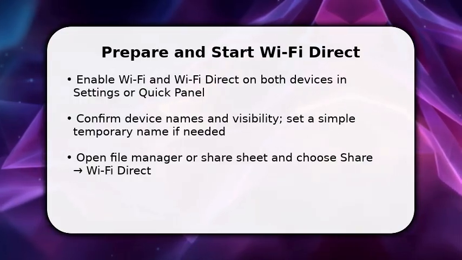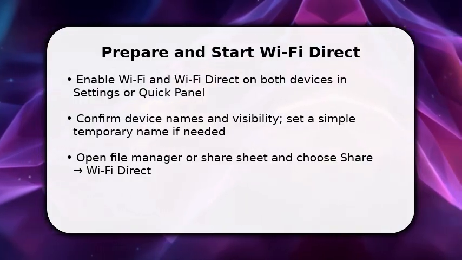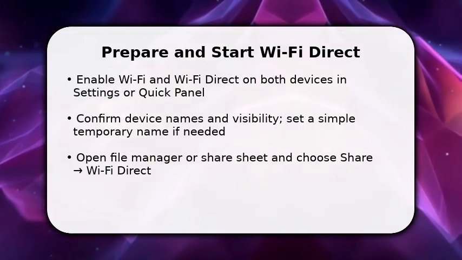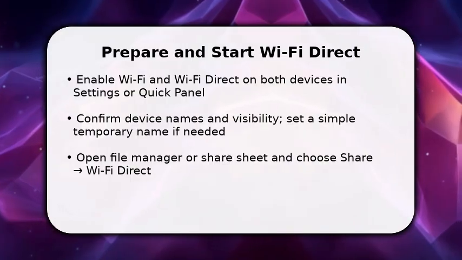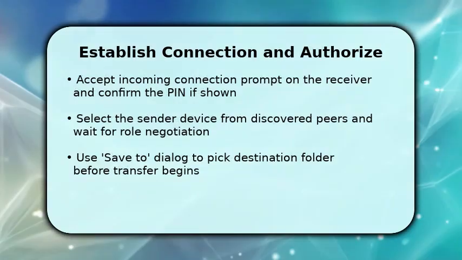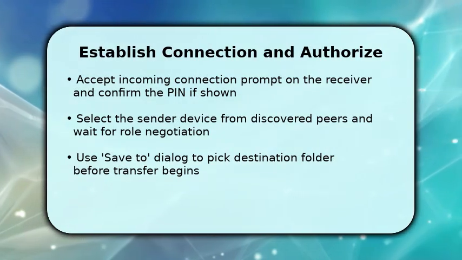Now, on the sender, pick the file in your file manager or gallery and tap Share, then choose Wi-Fi Direct. That action begins the discovery handshake and sends a connect request to the other device. You'll see the sender listed in the receiver's discovered peers.